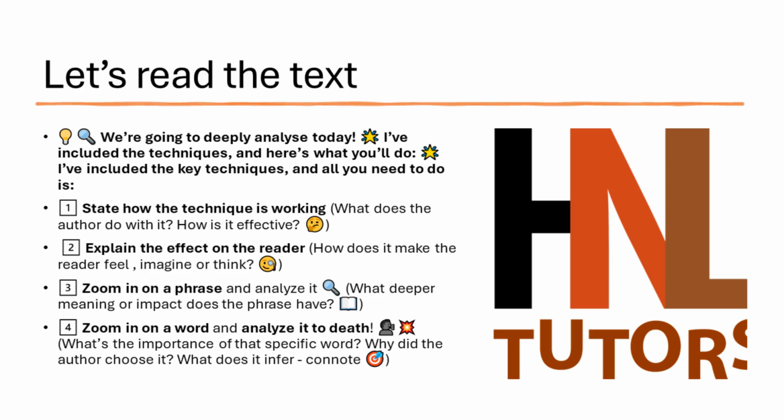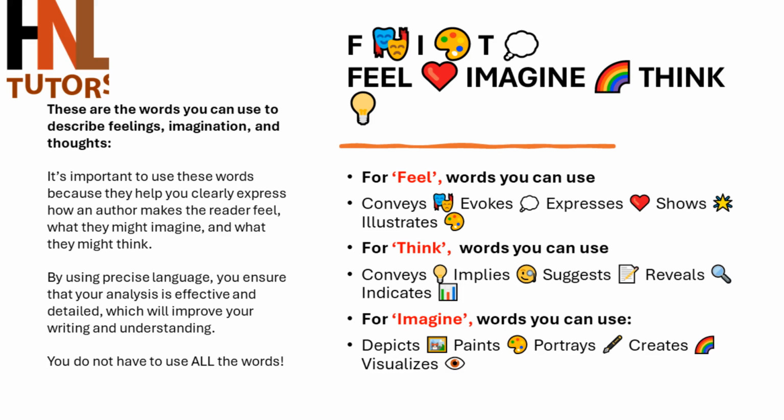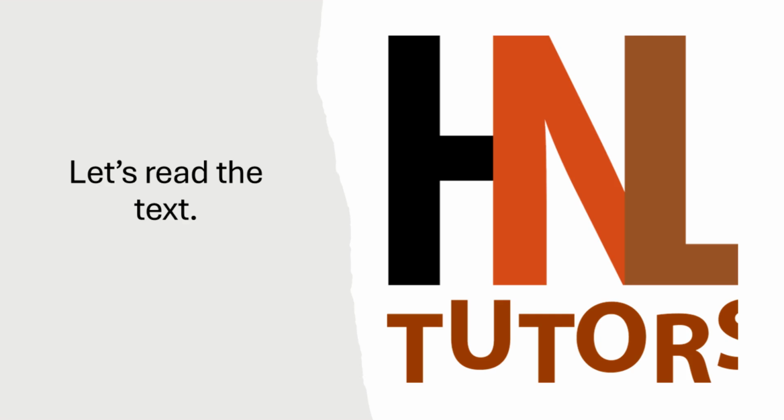We'll state how each technique works, explain its effect, zoom in on phrases, and analyze specific words to understand their connotations. These are the words you can use to describe feelings, imagination, and thoughts. Using precise language helps make your writing more effective and understandable. Now, let's read the text together and see how these techniques are applied in practice.